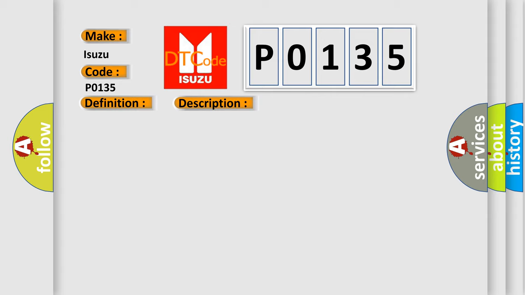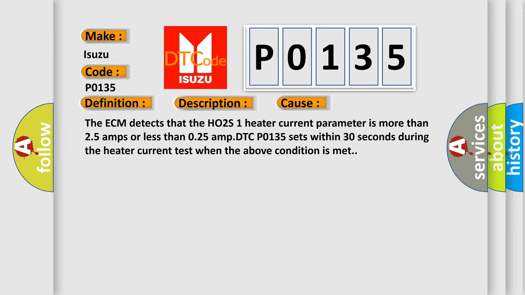This diagnostic error occurs most often in these cases. The ECM detects that the HO2S1 heater current parameter is more than 25 amps or less than 0.25 amp. DTC P0135 sets within 30 seconds during the heater current test when the above condition is met.